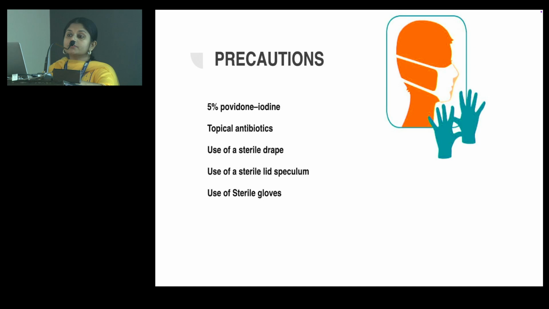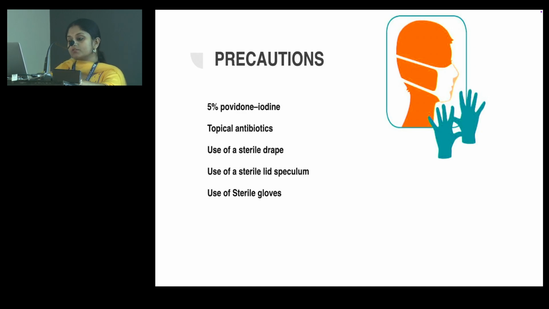What all are the precautions we should take in the theater before doing intravitreal anti-VEGF injection? 5% povidone iodine with 2 minutes contact time is definitely needed before doing an intravitreal anti-VEGF injection. Topical antibiotics can be started before injection. Use of a sterile lid speculum so as to avoid the injection syringe or lid buds or everything touching the surrounding area.